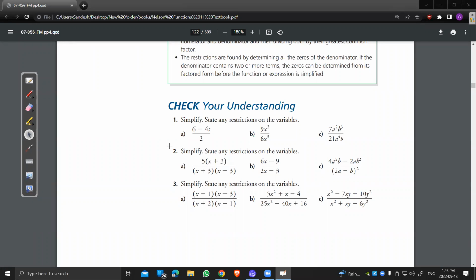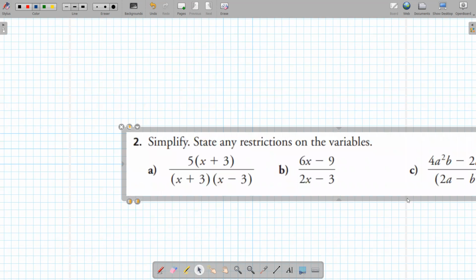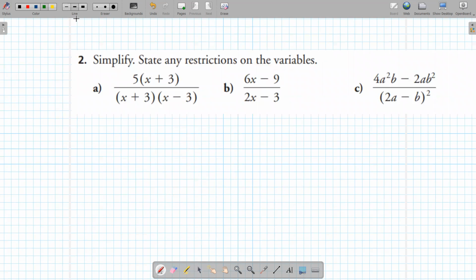Let's go back to this one. And these are all going to be very, very simple. Look at this. State any restrictions. Here, look at a, x can't be plus minus 3. If it's plus 3, this one would be 0. If this is minus 3, this one would be 0. Here, what can x not be? Here, right here. What can't that be? 3/2. Yeah, that's it, right? Easy as that.